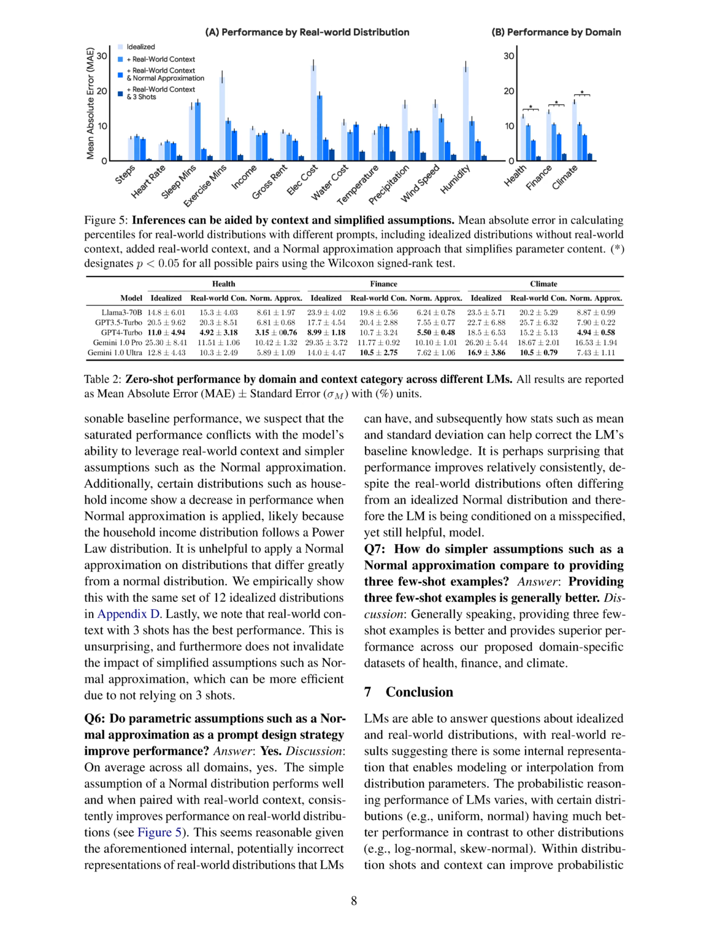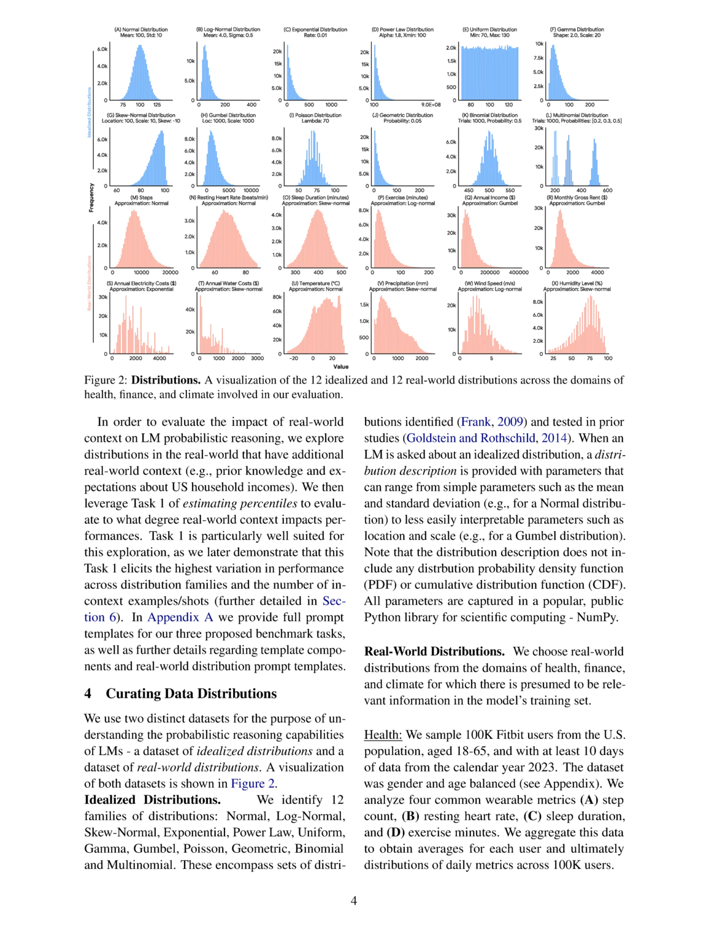7. Providing 3 few-shot examples generally resulted in better performance compared to using a normal approximation, especially across health, finance, and climate datasets. These results demonstrate the effectiveness of the proposed method in enhancing LM performance on probabilistic reasoning tasks across both idealized and real-world distributions.